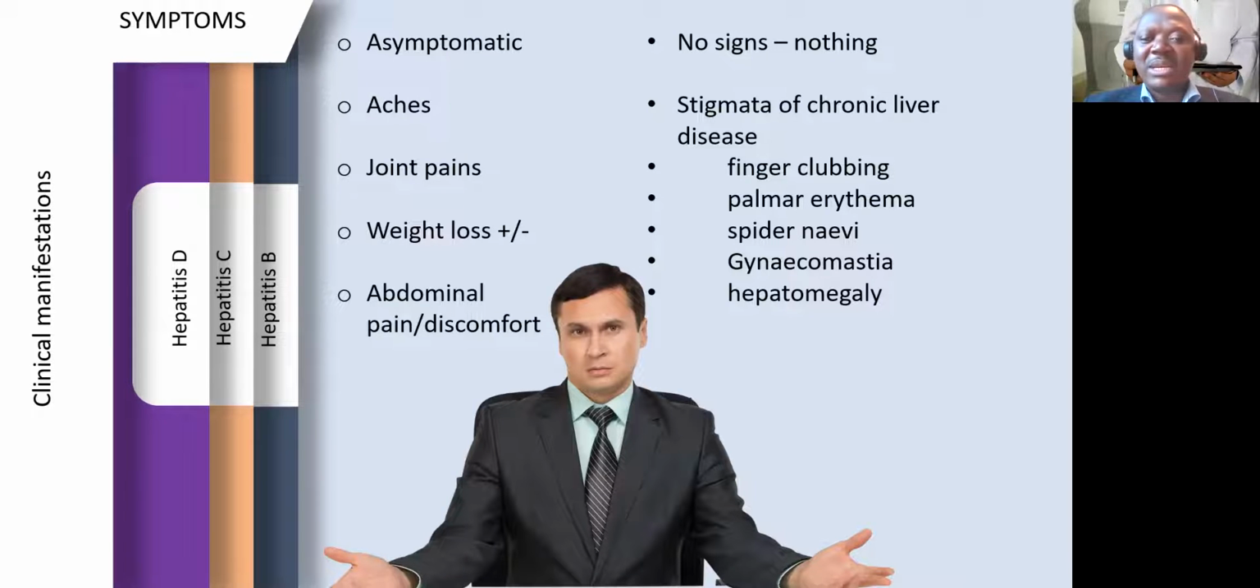Some will come with abdominal pain and some would come with discomfort. By the time that the overt symptoms are manifesting, like jaundice, weight loss, massive abdominal swelling and pain, the disease has progressed. Okay? So when you examine the person, there's nothing, no sign at all. But by the time it's progressing, there's something called stigmata of chronic liver disease. And those are finger clubbing, redness of palms, spider nevi, breast enlargement in males, and liver enlargement initially before it becomes shrunken. Okay.